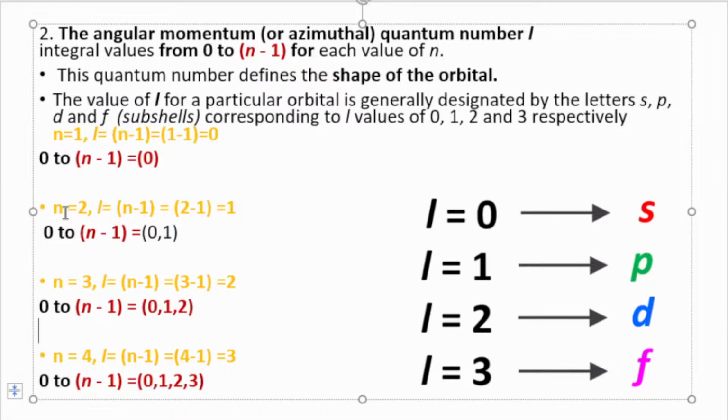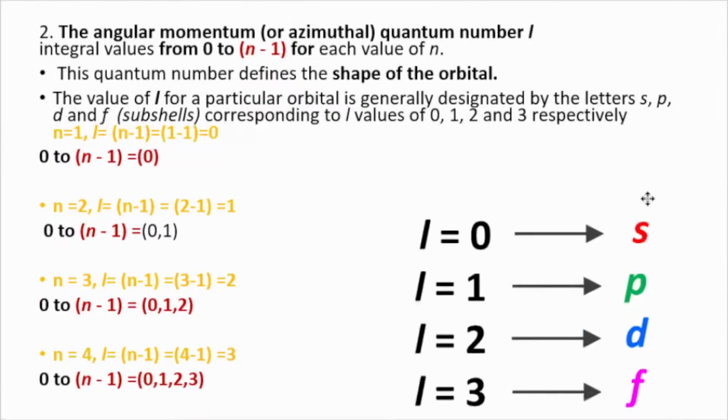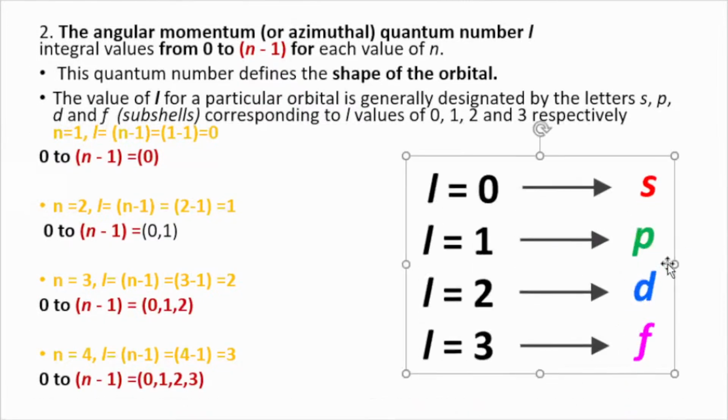When n is equal to 2, both 0 and 1 are there, that means S and P both are there. Did you get it? n is equal to 3, it has 3 because l is 0, 1, 2. That means it has S, P and D, 3 subshells. Then when n is equal to 4, it has 4 subshells. Okay?